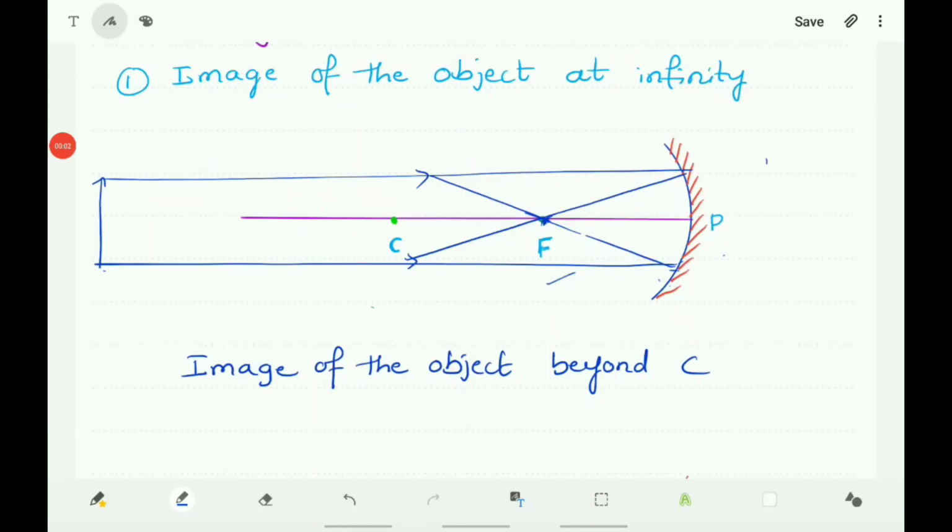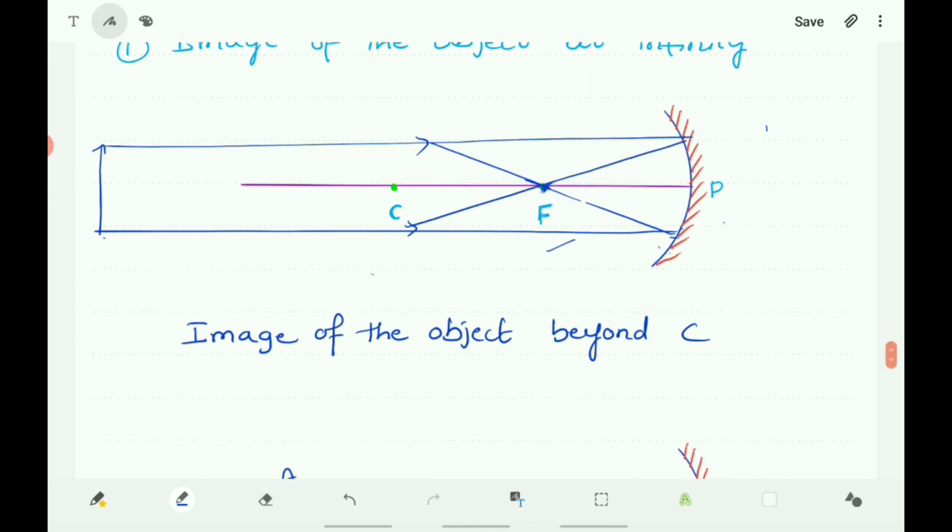These are the ray diagrams for the image formation by a concave mirror for different positions of the object, and we got the position, size and nature of the image of the objects at different positions. In the first case, when the object is at infinity, the image is at the principal focus and its size is diminished, and it is real and inverted.